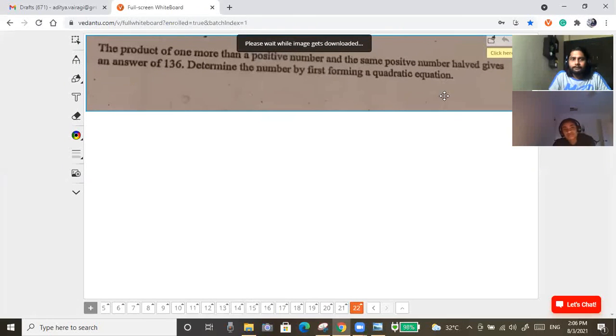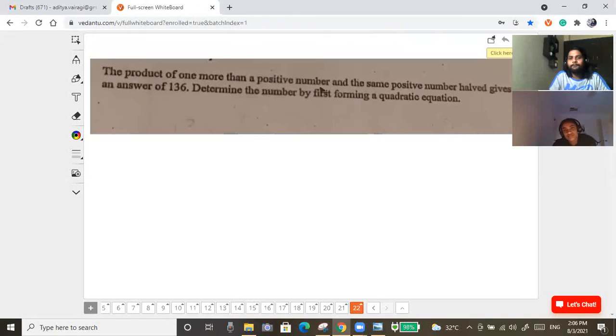Look at this. It says the product of one more than a positive number and the same positive number halved gives the answer. Okay, they're just talking about a certain number. So let the number be x. The first thing that you have to do is assume a variable for the number, right? So you simply assume, let the number be x.